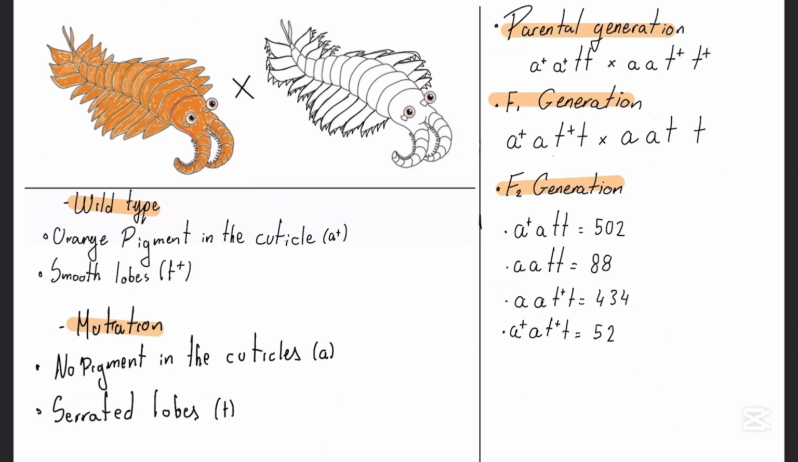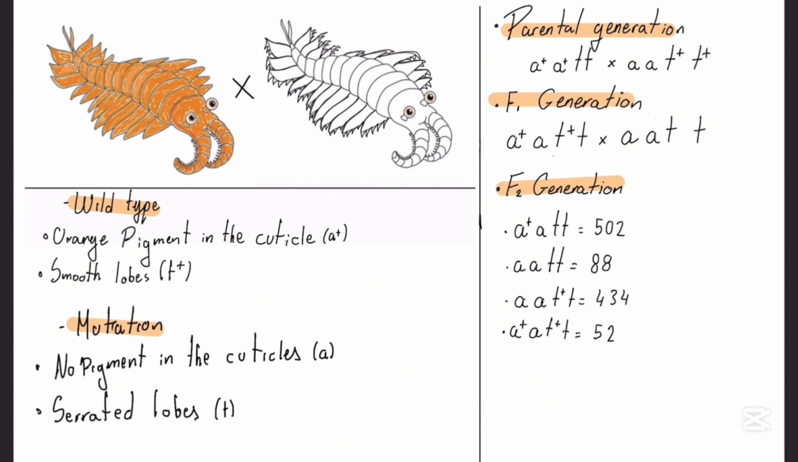Alright, so first of all, we have here the wild type phenotype from this specimen, which is orange pigment in the cuticles, represented as A+, and the smooth lobes represented as T+. Then we have the mutation, which is no pigment in the cuticles, which is A, and the serrated lobes, which is represented as T.